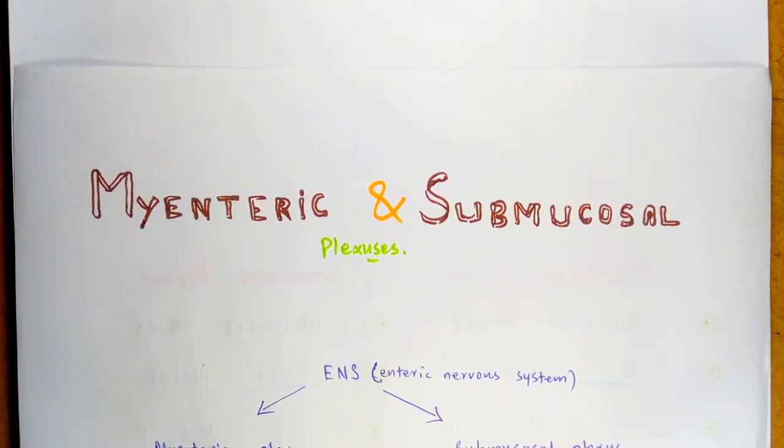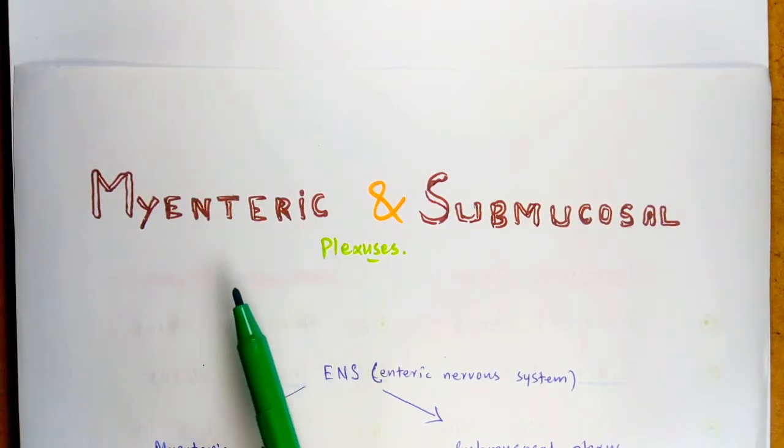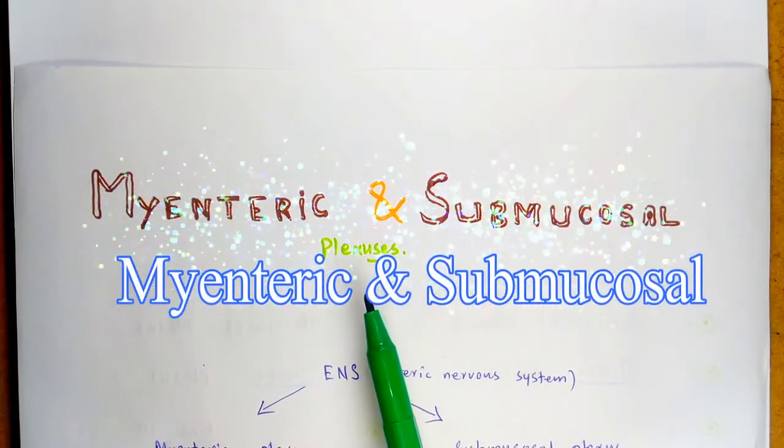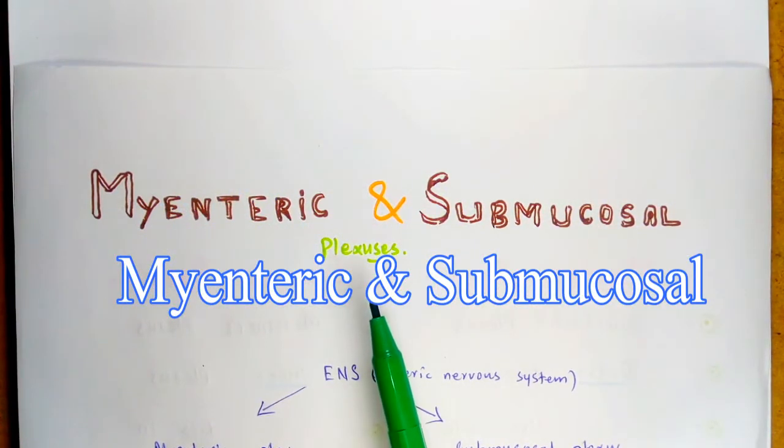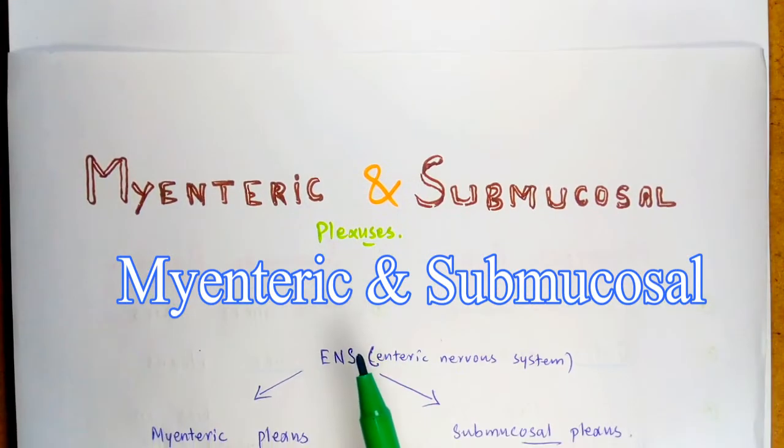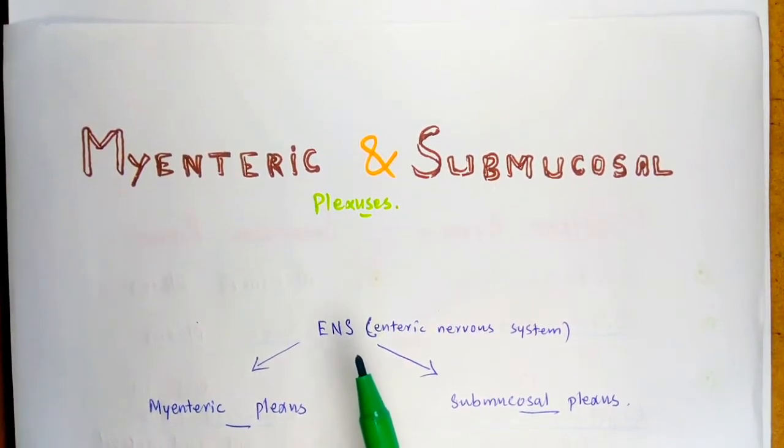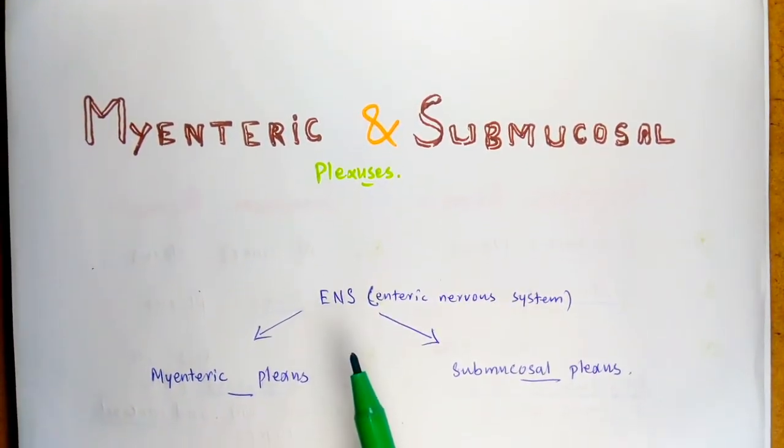I'm here to present a video on the topic: the differences between the myenteric and the submucosal plexus, the two plexuses of the enteric nervous system. But before starting the differences, a quick overview of the enteric nervous system is necessary.